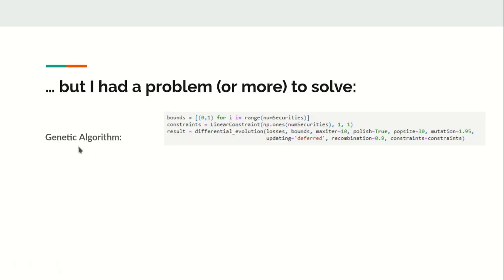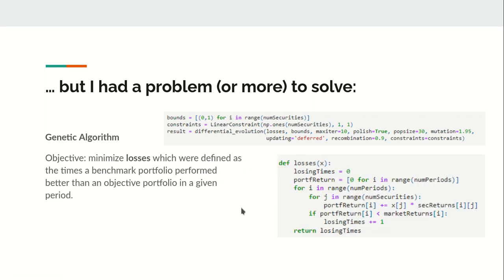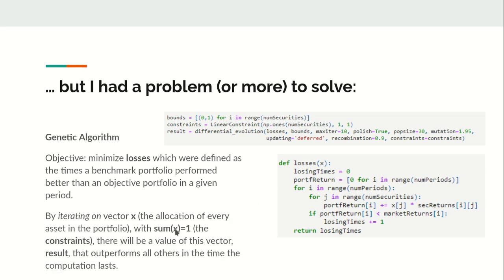In this case, I was interested in the genetic algorithm, which in summary what it does is to minimize a function. In this case it is called losses, and this function is applied on a vector of all the allocations or all of the individual allocations of the assets. So the sum of all these values is equal to 1, and at the end the result of this algorithm is the value of x that optimizes this function.